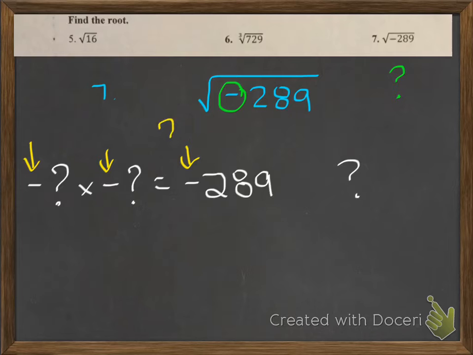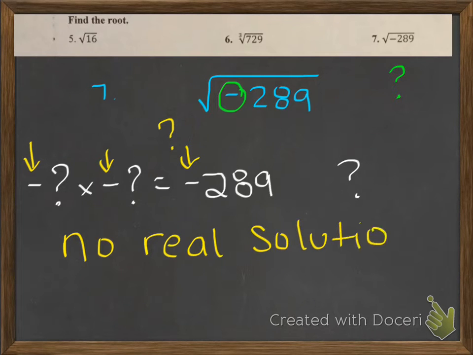So that is a no real solution or no real square root. You want to go ahead and make sure that you put that as your answer. Either one would be acceptable. So remember, that is for square roots. You cannot have a negative under the radical. It can be outside the radical, but it cannot be under.